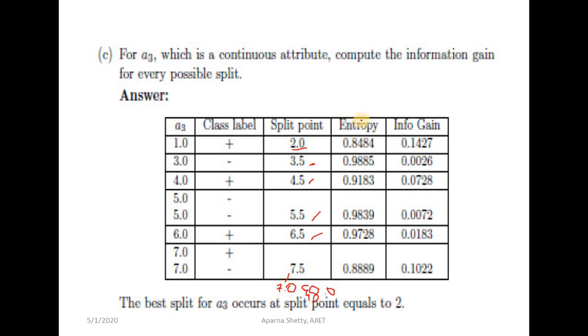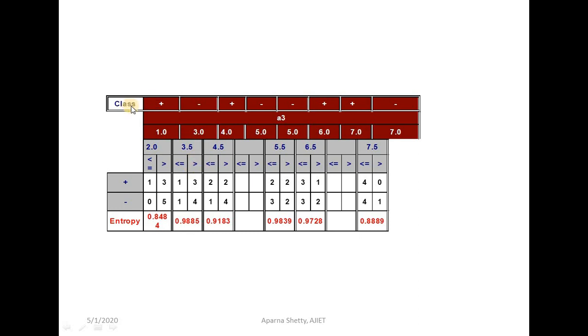Now how to calculate the entropy? See here, these are the class labels. These are the values in the increasing order: 1.0, 3.0, 4.0, 5.0, which is repeating twice, 6.0, and finally 7.0 twice. After that we have found the midpoints, or these split points: 2.0, 3.5, 4.5, 5.5, 6.5 and 7.5. Each split point you have to divide into 2 parts: less than or equal to, and greater than.